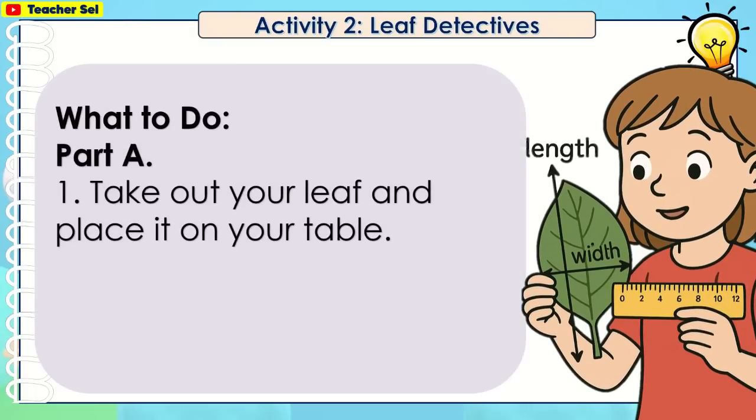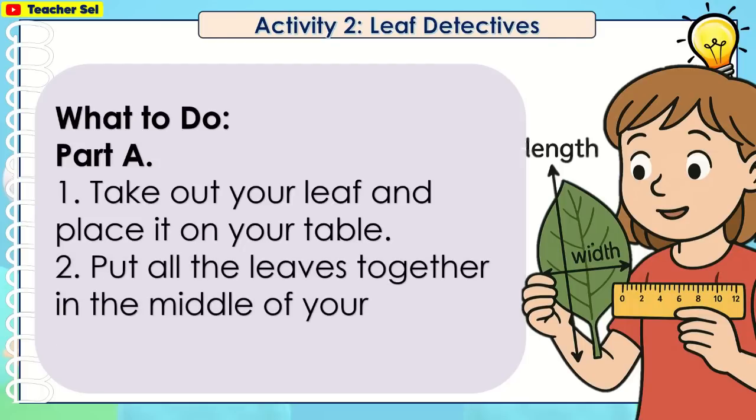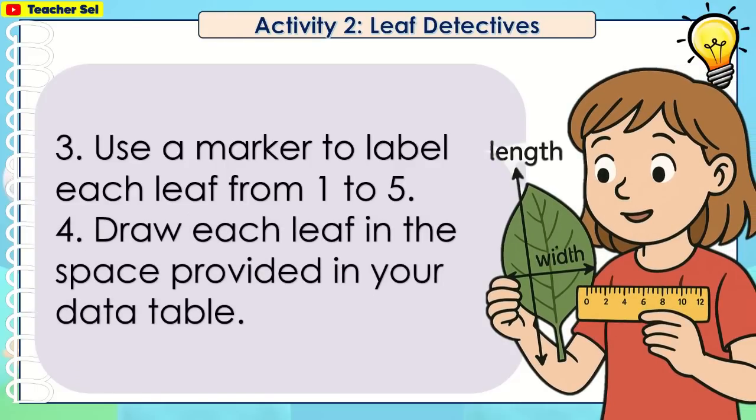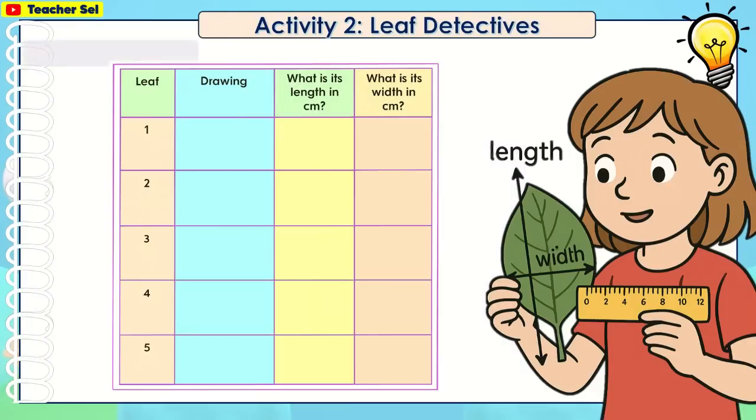What to do? For part A, take out your leaf and place it on your table. Put all the leaves together in the middle of your group. Use a marker to label each leaf from 1 to 5. Draw each leaf in the space provided in your data table. Here is the data table. In the first column, we have the leaf. Next column, drawing. Third column, what is its length in centimeter? And in the fourth column, what is its width in centimeter?